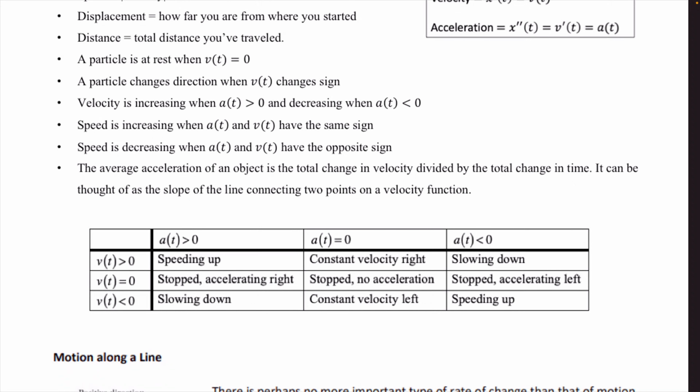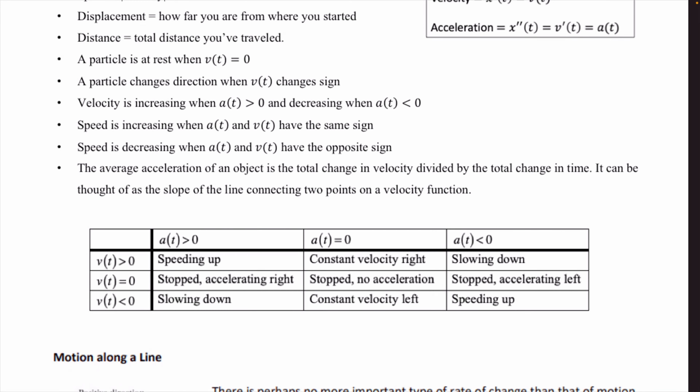So when am I slowing down? I'm slowing down when velocity is positive and acceleration is negative, or when velocity is negative and acceleration is positive. When am I speeding up? The opposite: same sign. Constant velocity to the right means you're moving to the right. Think of a number line. When you're moving to the right, it's positive velocity. When you're moving to the left, it's negative velocity. When acceleration and velocity are both 0, you're stopped. You're not moving.